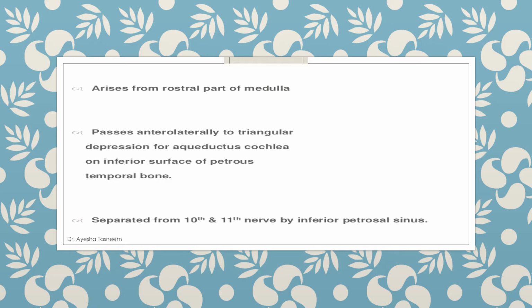The nerve arises from the rostral part of the medulla, passes anterolaterally through triangular depression of aqueduct of cochlea on the inferior surface of the petrous temporal bone. It is separated from 3rd and 11th cranial nerves by inferior petrosal sinus.